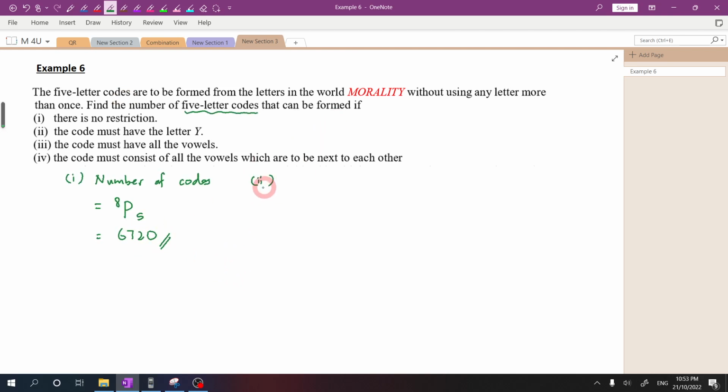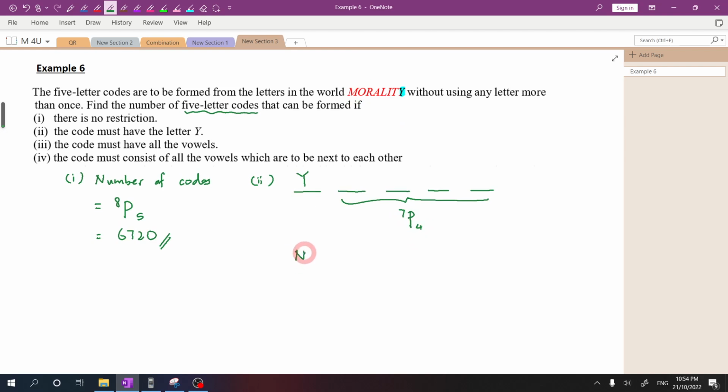Okay, let's look at part 2. The code must have the letter Y. Must have the letter Y means that the Y must go in. So let me explain this way. 1, 2, 3, 4, 5. I'm going to show you 2 methods here. The first method, I just assume that the Y is over here. Okay, Y is already chosen. Now how many letters do we have left? 1, 2, 3, 4, 5, 6, 7, right? So it will be 7P4.